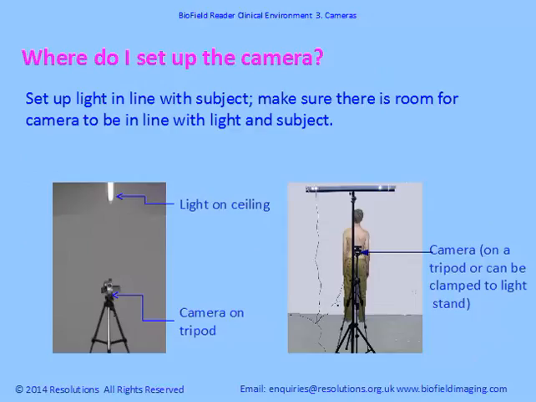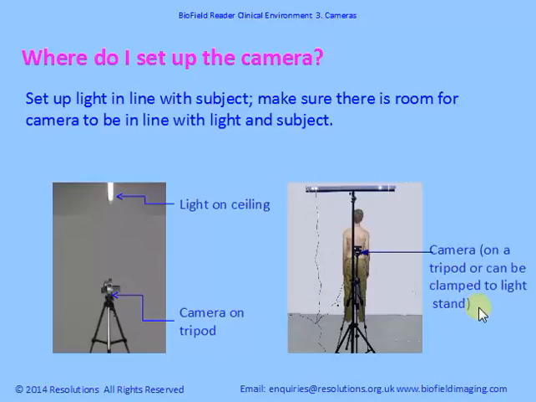Just a little bit on where you set the camera up. You want to set it up in line with the subject and make sure there's room for the camera to be in line with the light and subject when you're arranging your room. On the left we can see we've got light on the ceiling in line with the camera, which is on a tripod. Here we've got the light on a T-bar and we've got a webcam standing in front of it, in line with the light and in line with the middle of the subject, and you can see the wires going off here to the computer.